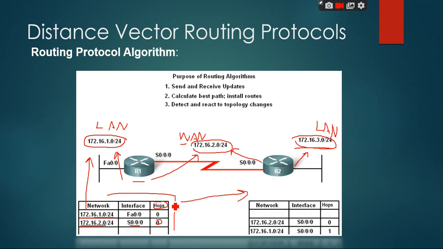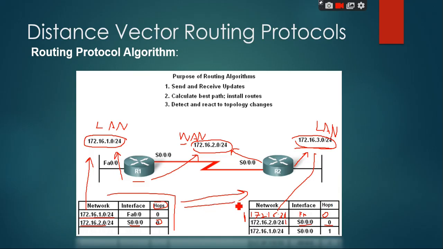So R2 will compare its routing table with the one that it got. Now we should have a look at R2's routing table. It should have 172.168.2.0, which is right here, connected to Serial 0/0/0, with a hop count of 0, and there should be 172.168.3.0, which is this one. The interface is FastEthernet, let's say, and the hop count should be 0. So these are the two items that you have in R2 as directly connected.